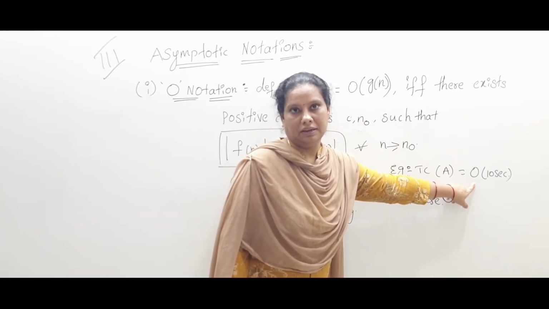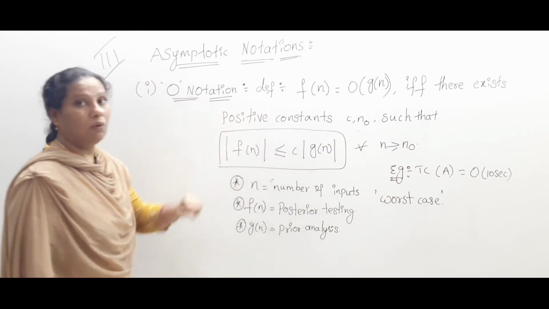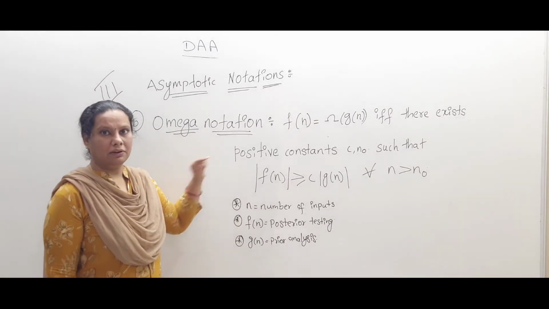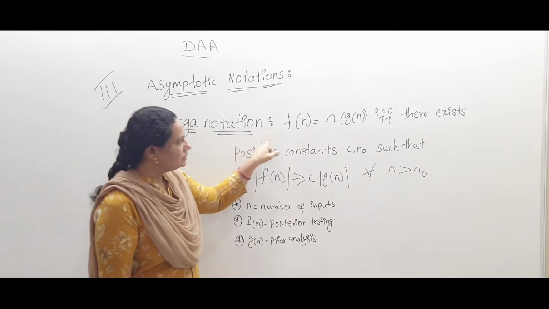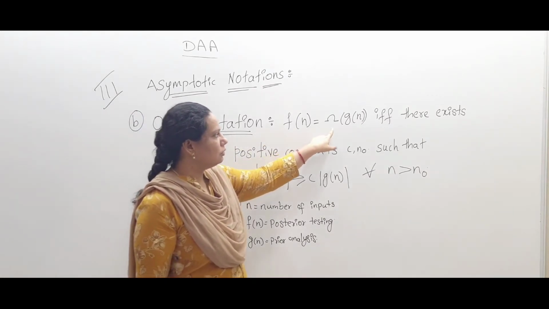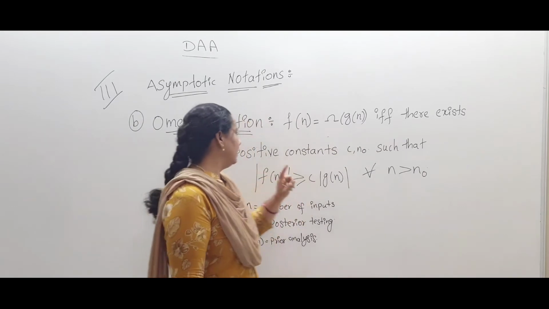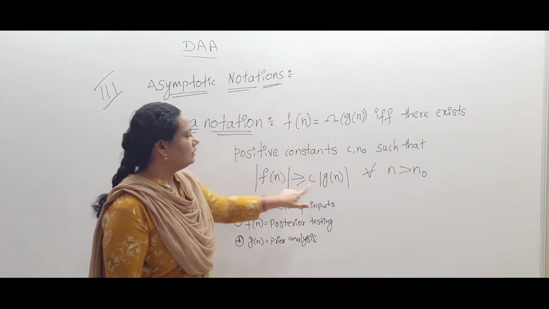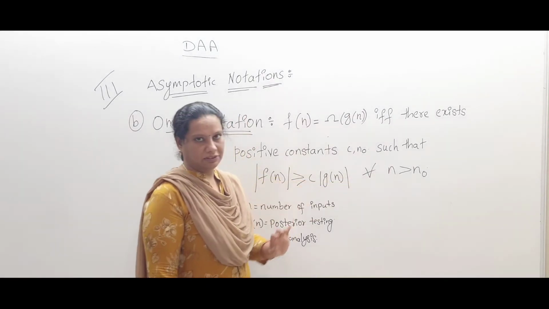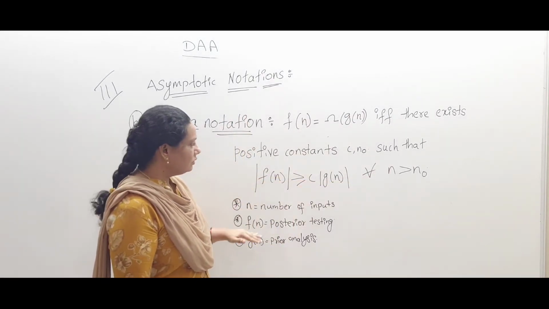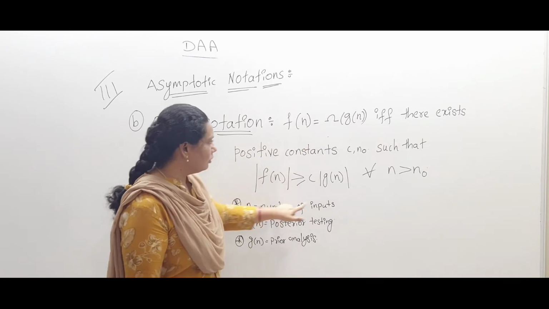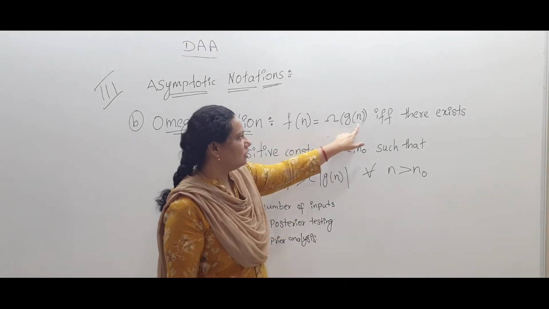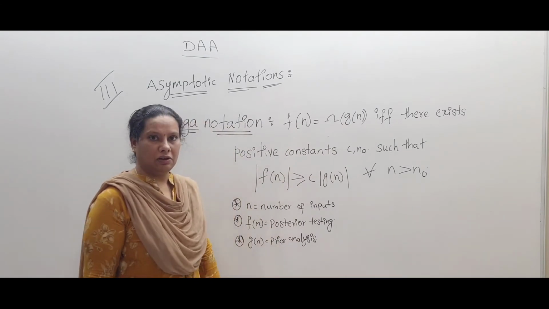Okay, that is about the O notation here. Now the second notation is omega notation. Again you can see the definition. f of n is equal to omega of g of n if and only if there exist positive constants c, n naught such that the condition holds for all n greater than n naught. Here also the same thing: n is equal to the number of inputs, f of n is nothing but your posterior testing, g of n is nothing but your prior analysis.